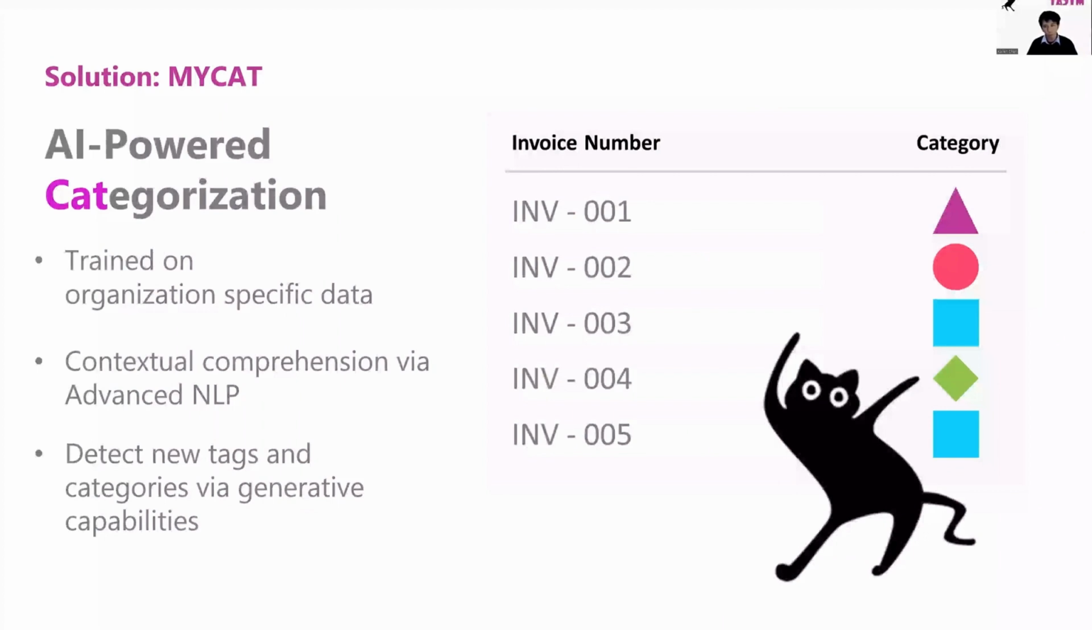But what if a computer could do it for you? Give it some items, feed it some categories, such as your chart of accounts, teach it about your business, and get it to categorize the items for you.